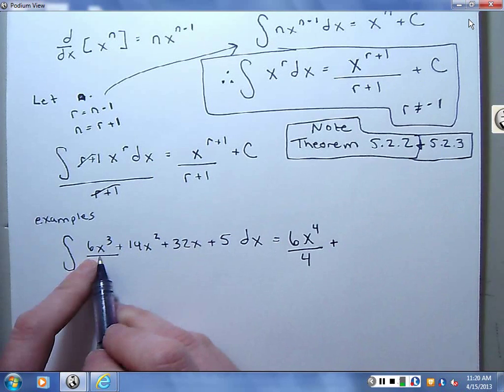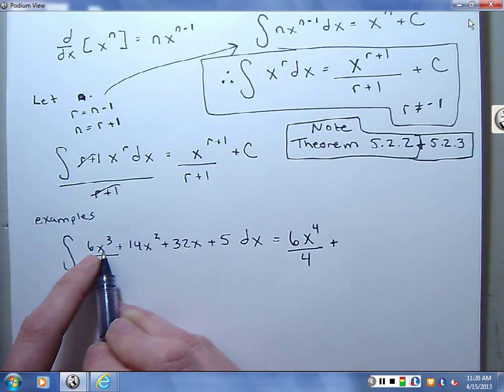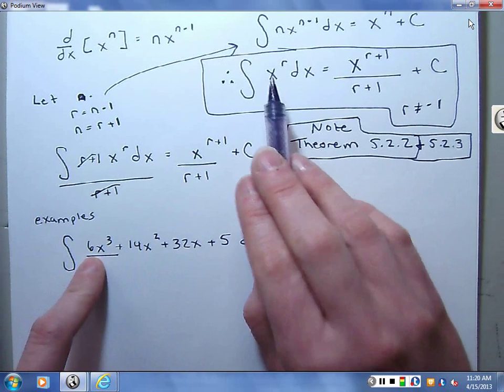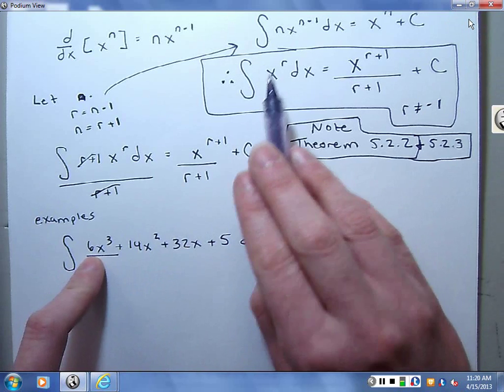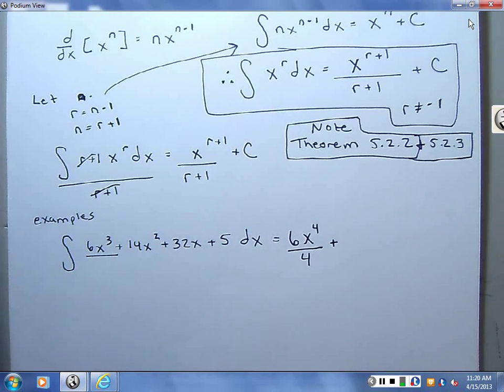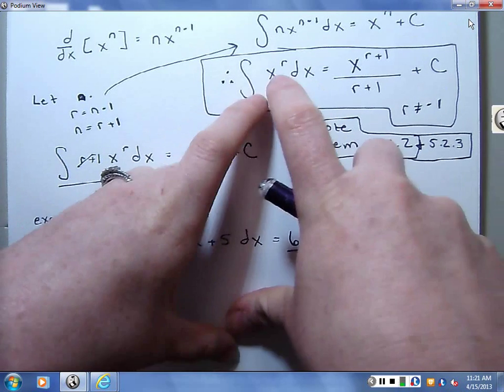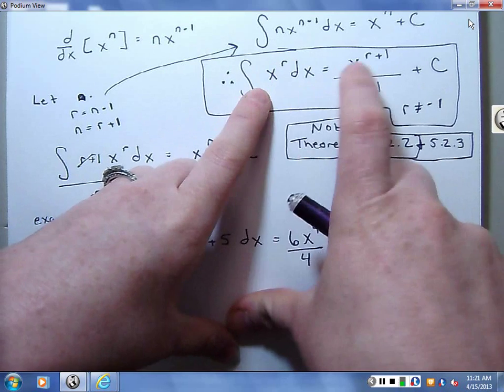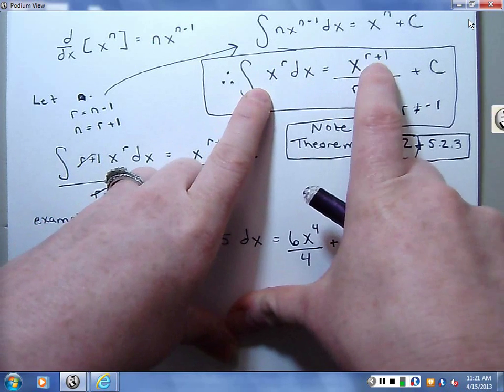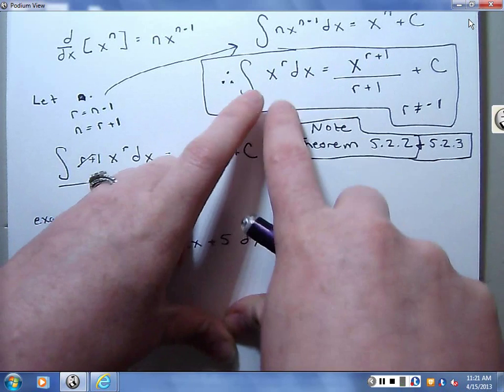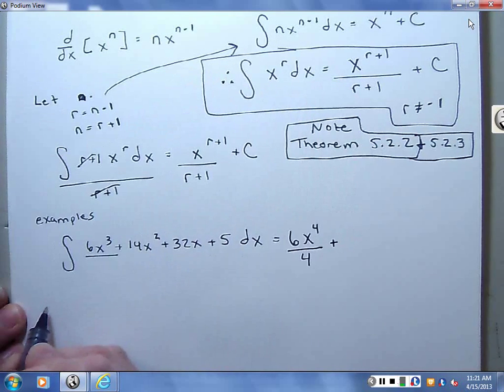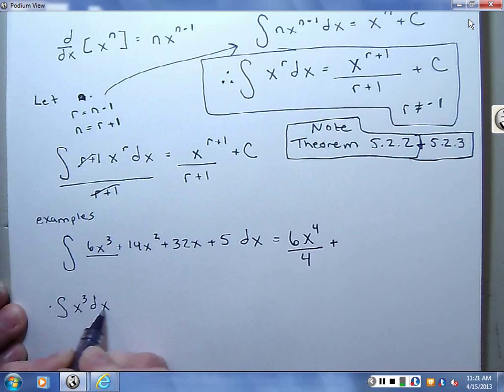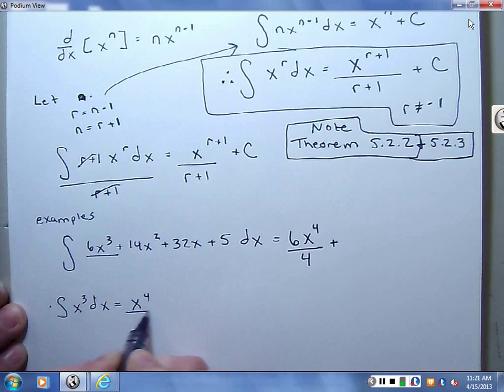So from this, if I integrate x to the r, differentiating x to the n would be n x to the n minus 1. Well, integration is the opposite, or the inverse, of that. So if I'm integrating something of x to the r, then the integral of that would be x to the r plus 1 divided by r plus 1. So let me just write this out. If I integrate x cubed with respect to x, that's x to the 4 over 4.